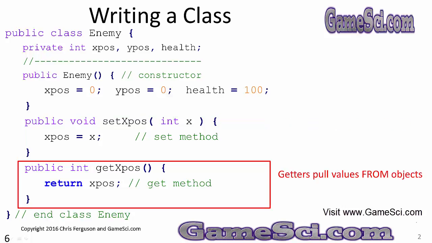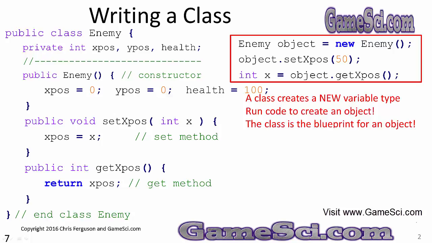Next up is a get method, or a getter. Get methods pull values from objects. Objects hold variables or data, and when I want to pull a piece of information out of an object, I call a get method, sometimes called a getter. This one is going to return the current value of the X position variable. If X position contains a 0, then this will return a 0 to the caller of getXPosition. Now this should become more clear when we start using the Enemy class and building objects out of it.